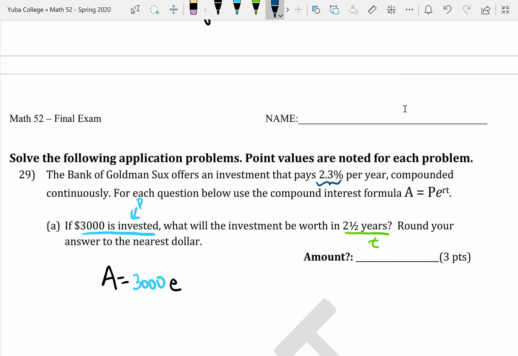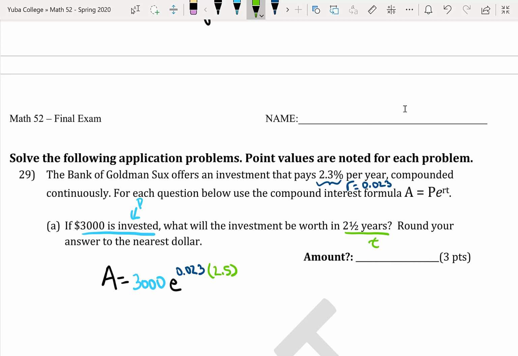So make sure when you're plugging this in the calculator that you have parentheses around that whole exponent. And so I have 3,000 times E raised to the 0.023 times 2.5. And this gives me a result of approximately, rounding to the nearest cent. Oops, they told me the nearest dollar, so let me readjust what I was going to say.